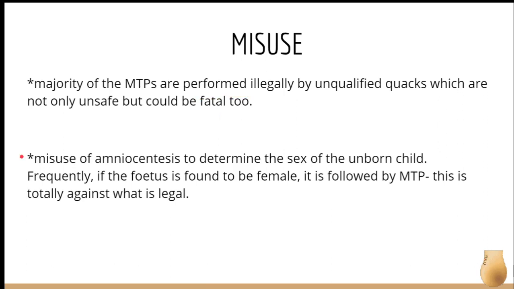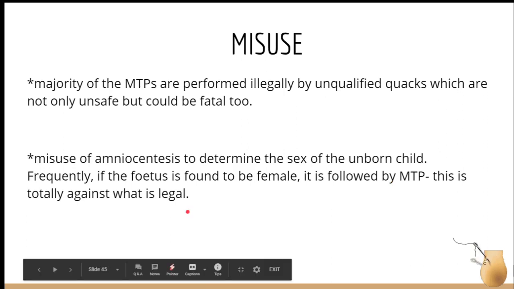And right now, you remember amniocentesis. This is such a bad thing in our country right now, the misuse of amniocentesis, like determining the sex of the unborn child. Before the child is born, the mother and father illegally ask doctors to tell the sex of the child. If they come to know that the fetus growing in the mother's womb is a female, then obviously they opt for medical termination of that fetus. Such a bad thing, and this is totally against the law and the government.